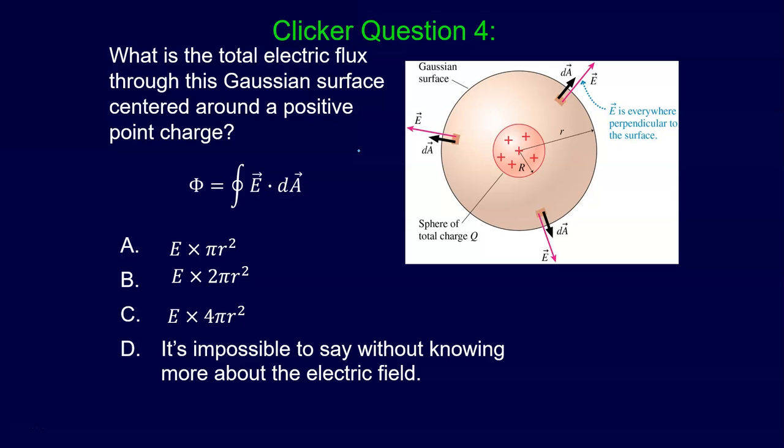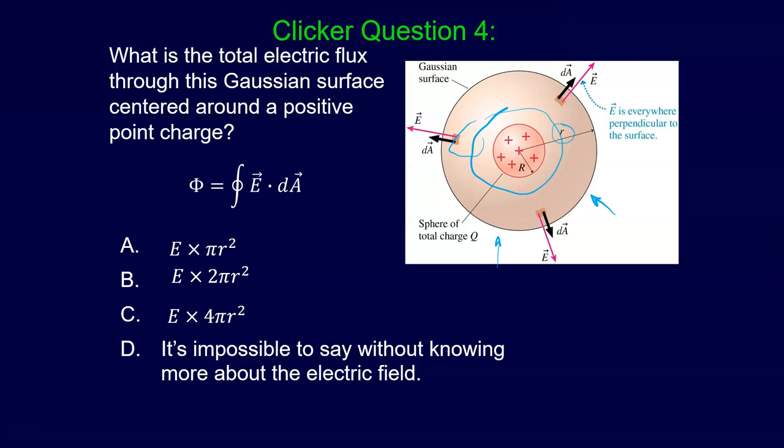So now, what is the total electric flux through this Gaussian surface? Here I have some charge that I've set up inside, some positive charge. And I've set up this imaginary surface outside of it, concentric to the charge. If you look here, the electric field is always 90 degrees, perpendicular to the surface. So what is the total electric flux through the Gaussian surface centered around a positive point charge? Here the surface has a radius of r. Think about this one, and we'll talk about it in a second.